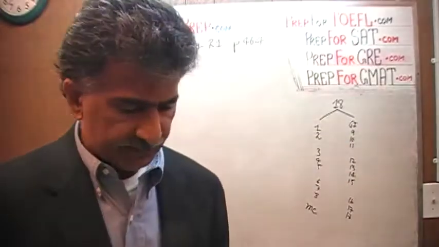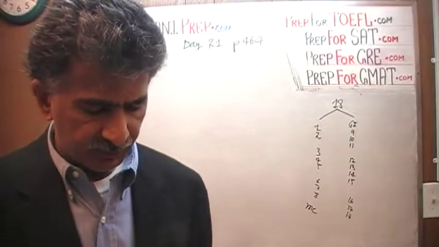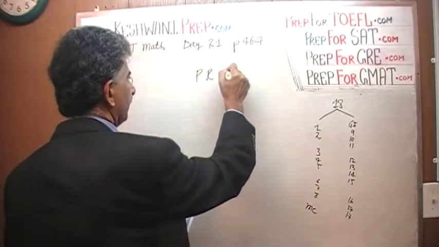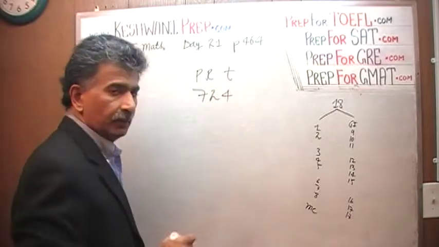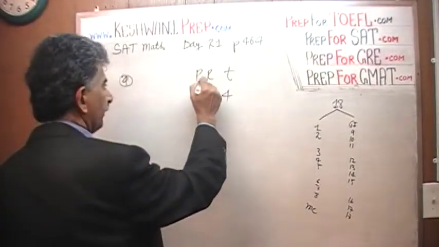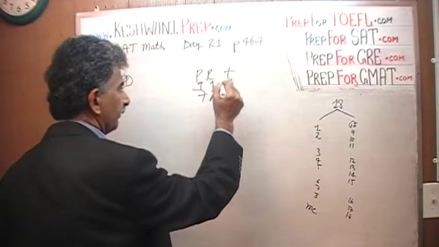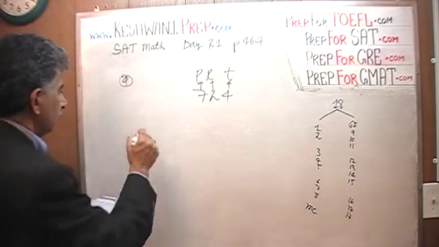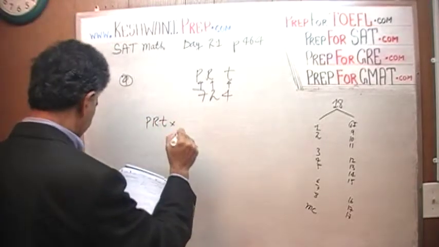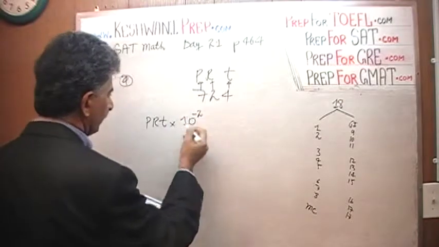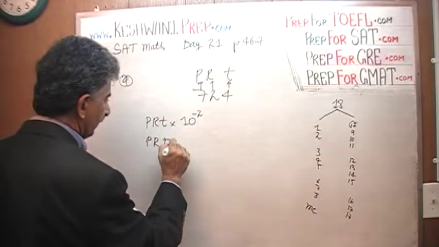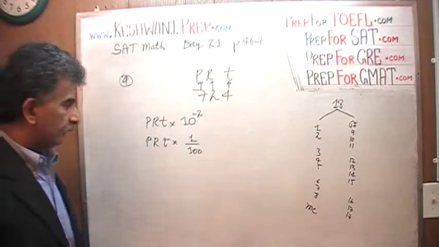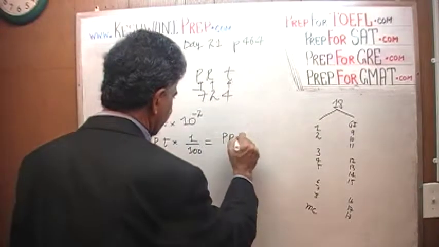If P, R and T are digits in a positive 3-digit integer. Alright, so we have a 3-digit integer which is arranged in this way, P, R and T. For example, if you have 724, then P would represent the hundreds digit, R would represent the tens digit, and T would represent the units digit. What is the decimal equivalent of PRT times 10 raised to negative 2? Well, 10 raised to negative 2, we should realize, is the same as 1 over 100, which boils down to PRT divided by 100.